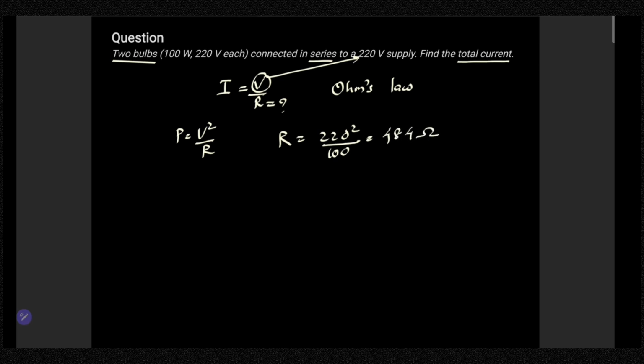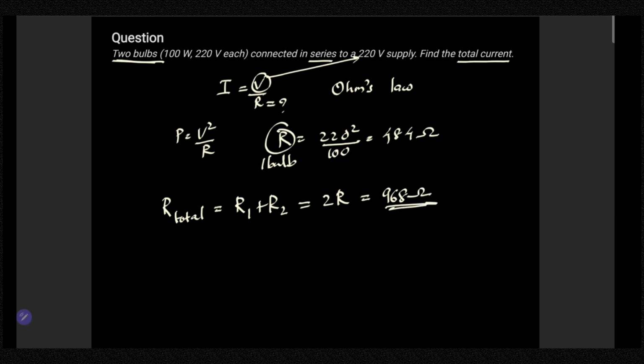By the way, we have to make sure that this is the resistance of one bulb. This is the resistance of one bulb. How many bulbs do we have here? Two. So to find the total resistance of bulbs connected in series, it is R1 plus R2. Since these bulbs have the same resistance, we can write 2R, which will be 968 ohm. And from here, what we need to find? We need to find the current. So current will be 220 by 968, which will be equal to 0.227 ampere.